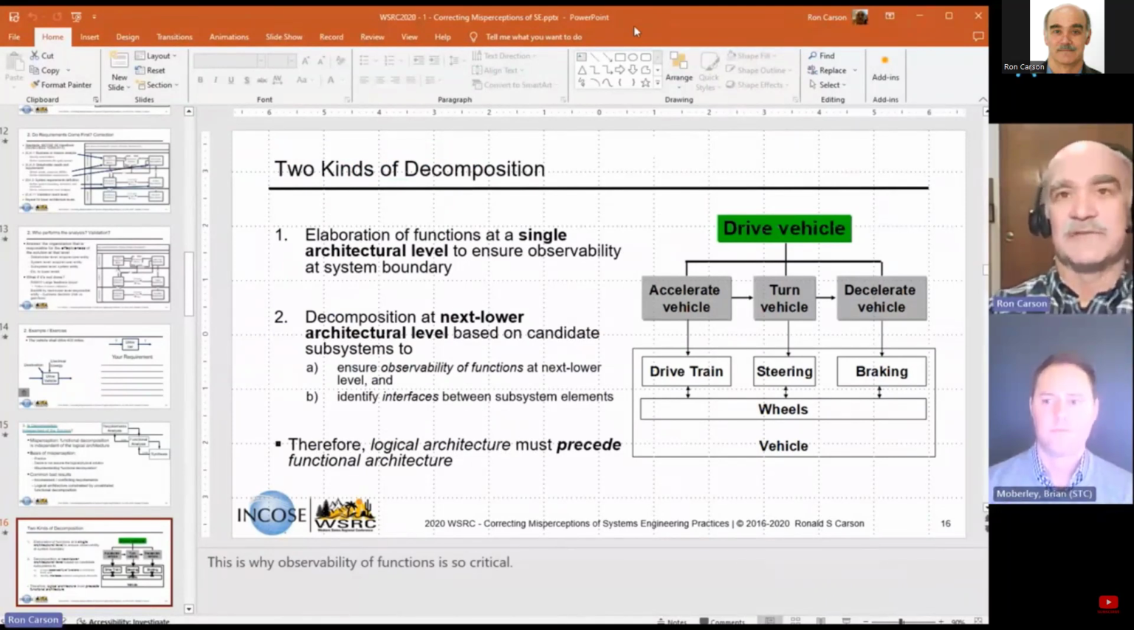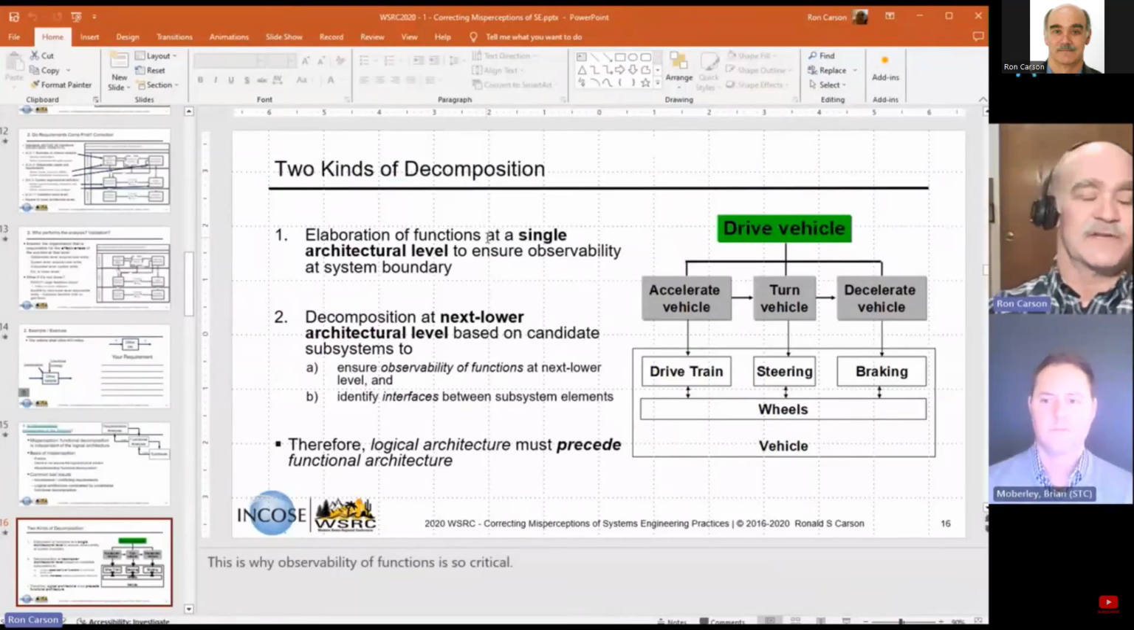Right. So I wrote the article, published it within Boeing, and then eventually on LinkedIn. You can find it under a series of articles correcting misperceptions of systems engineering. The two types of decomposition, first of all, there's the elaboration of functions at a single architectural level to ensure observability at the system boundary. And observability at the system boundary is the key rule or guideline.